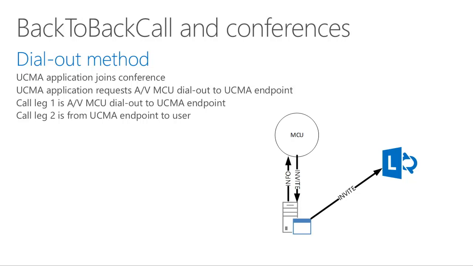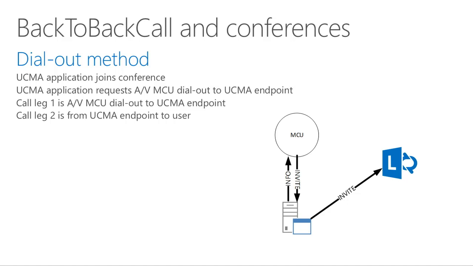Is everyone clear on the difference between the dial-in and the dial-out method? Now, there are a couple of pros and cons to each of the methods. With the dial-in method, you have a little more control over how the endpoint participates in the conference. And I'll get into more detail on that when we talk about audio routing. With the dial-out method, on the other hand, you have more control over who you can call, and you have an easier signaling flow when you're establishing the call.